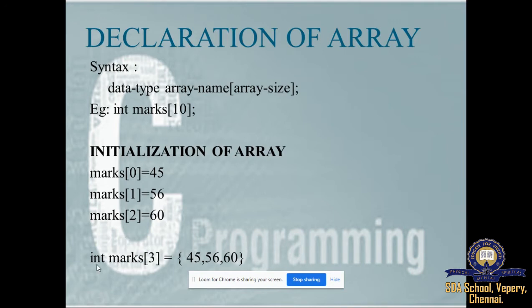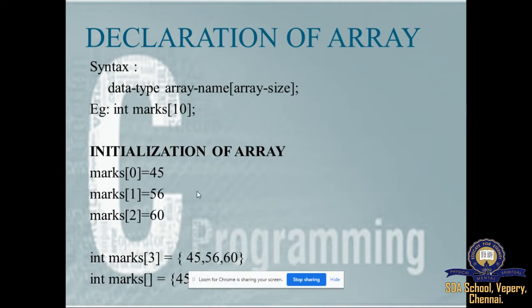The other way is int marks of 3, and directly within the curly braces you can give the elements 45, 56 and 60. Another way, instead of mentioning the number of values, you can leave it as a blank space also and then give the values directly. So this is one way of initialization. This is done only for a small array size, either 5 or 10 elements, maximum of 15 elements, not more than 15. 15 itself is too large. So 10 elements you can give directly.